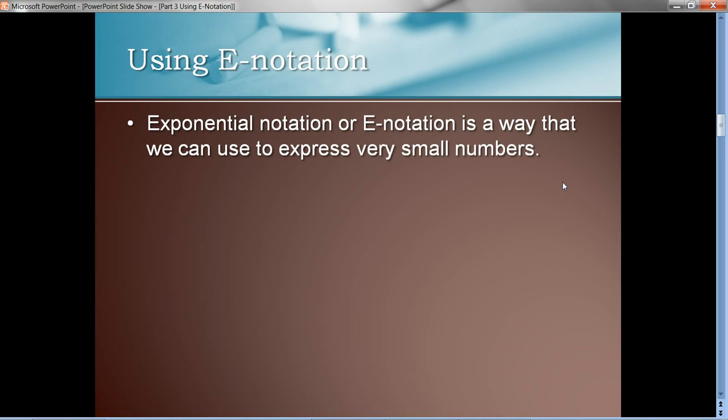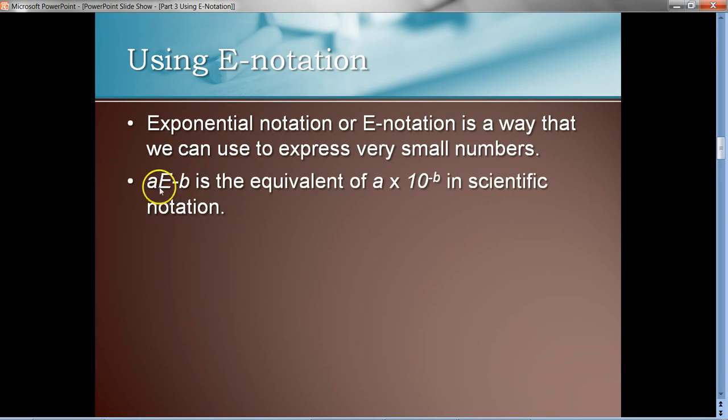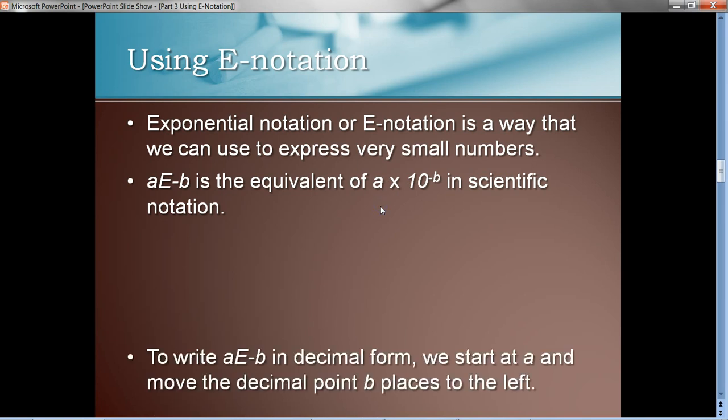So exponential notation, or E notation, is a way we can express very small numbers. Notice the form here: A, then E for exponent, and then minus B is equivalent to the scientific notation form of A times 10 to the negative B. Those two expressions say the same thing, where A is a number and B is a whole number.